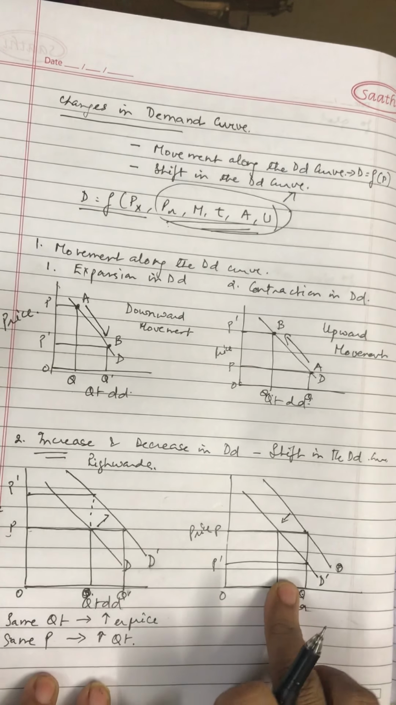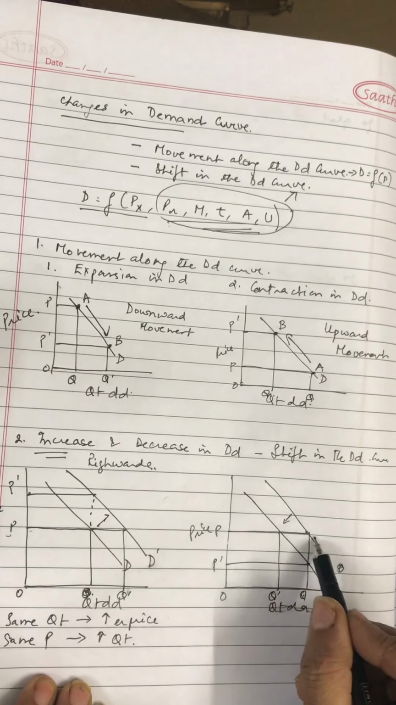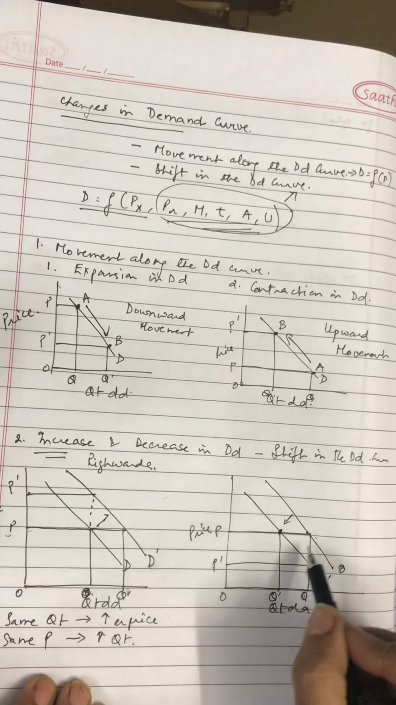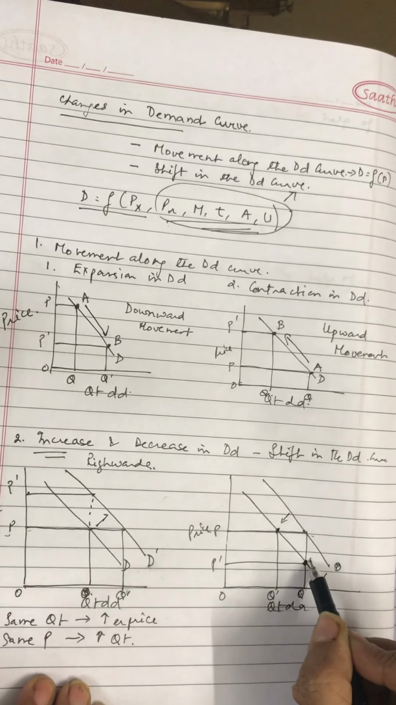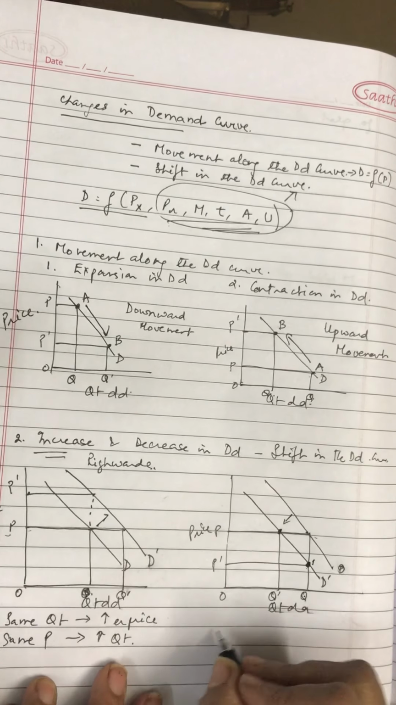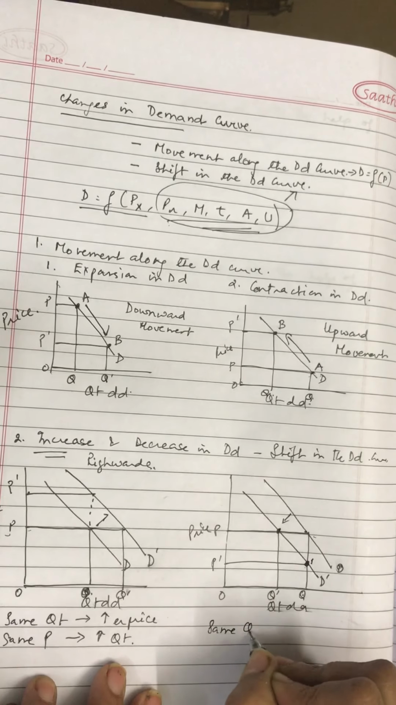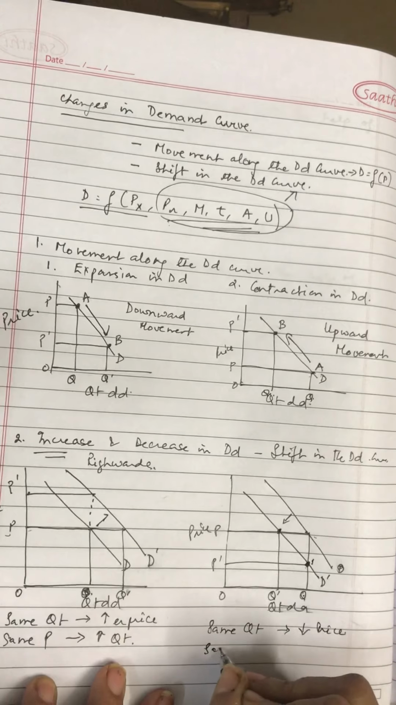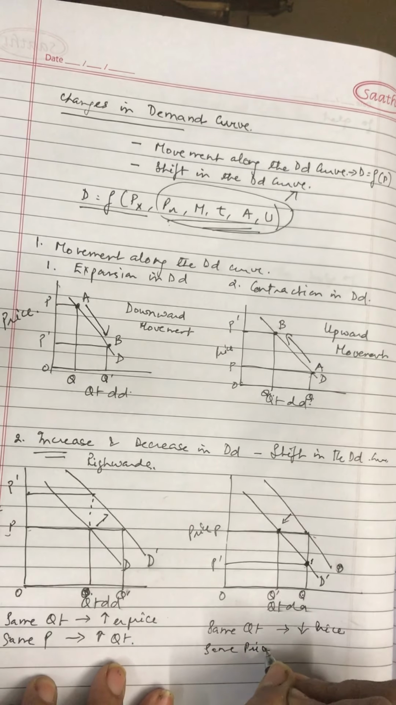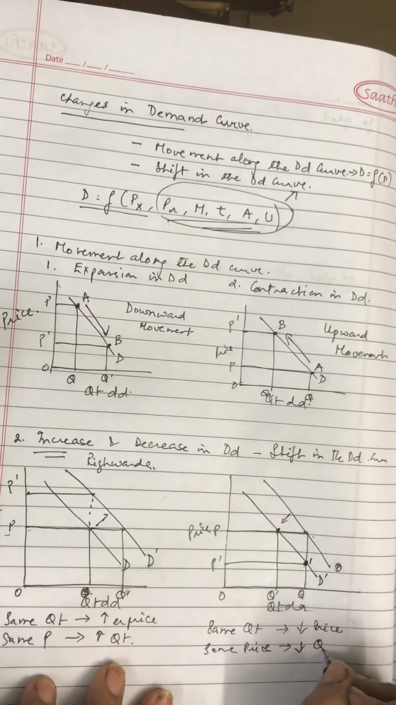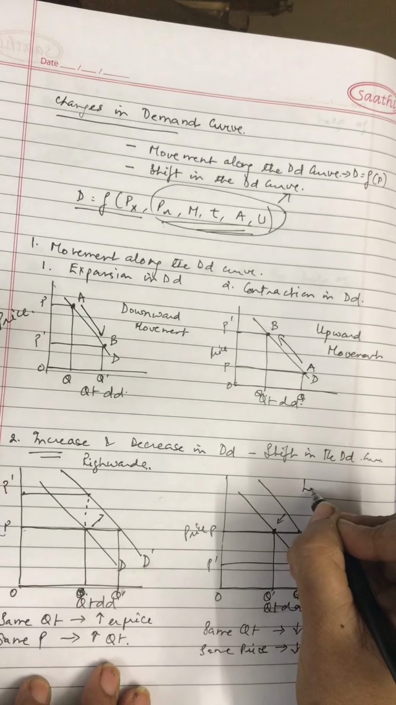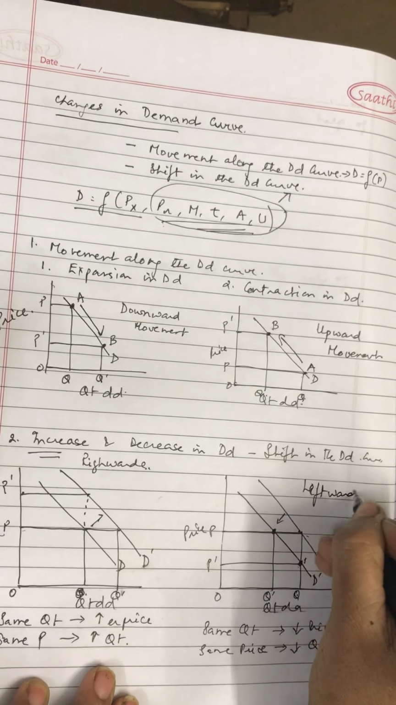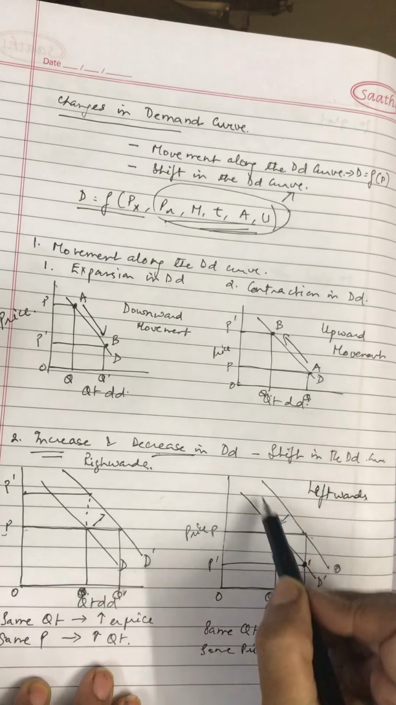Just be very careful how we are drawing these curves. For the same price, now this is the point at which he is buying, because this is the new curve, and for the same quantity this is the price that he is willing to pay now. So if we say same quantity, he is willing to pay a lesser price, and for the same price he is willing to buy lesser quantity. So here the shift in the curve is leftwards, and this is called as a decrease in demand.